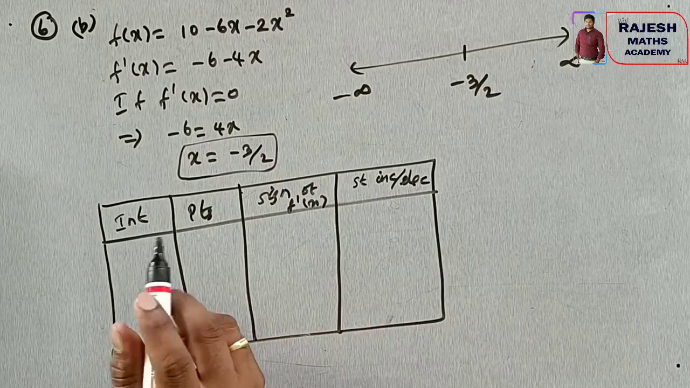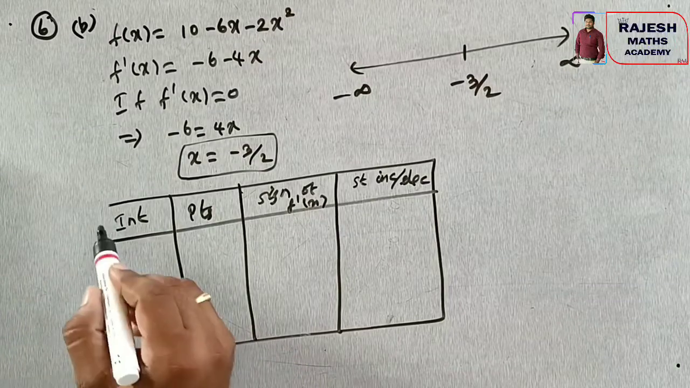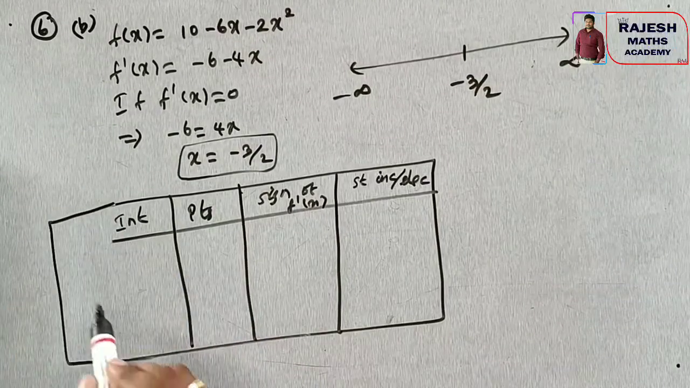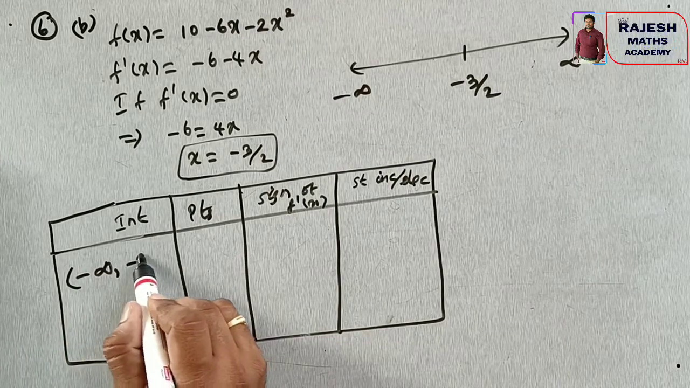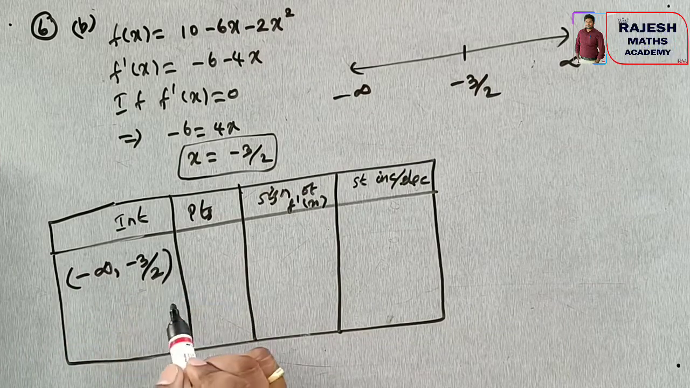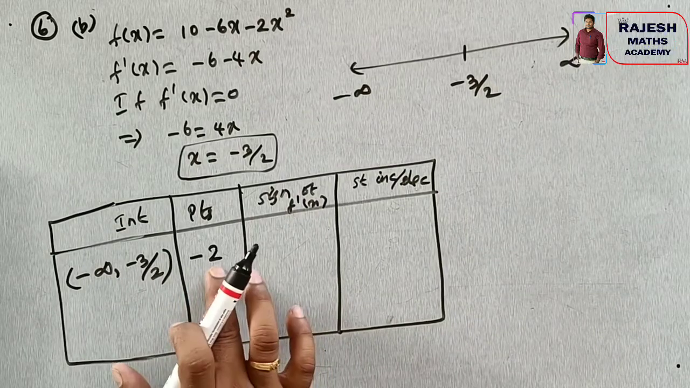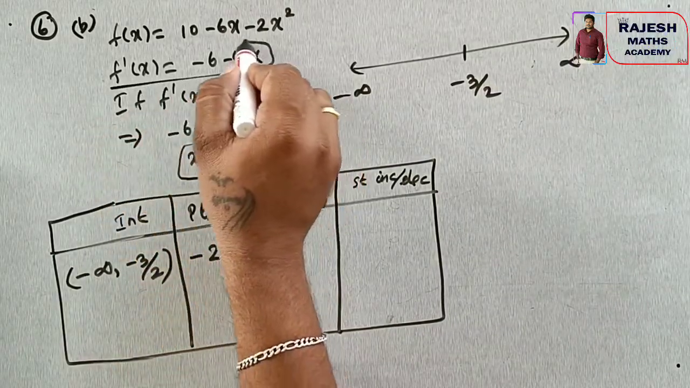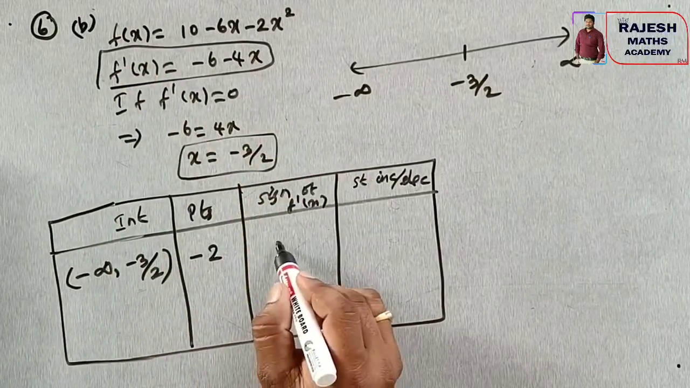So what is the first interval? First interval is minus infinity to minus 3 by 2. I can take a point minus 2 inside the interval. So substituting minus 2 in f dash of x, what will come? Minus 6 plus 8 will come, that will be positive.